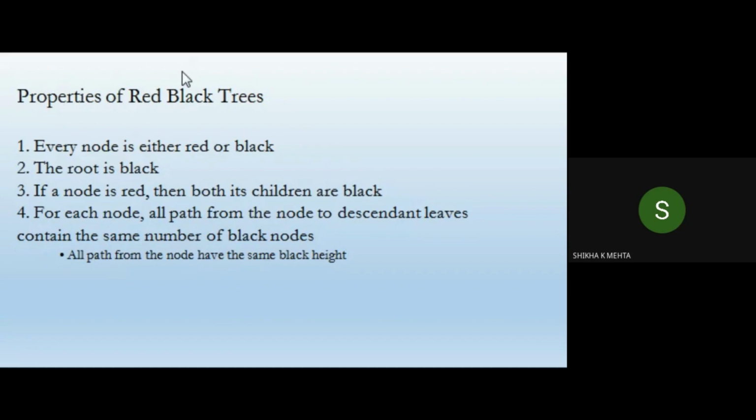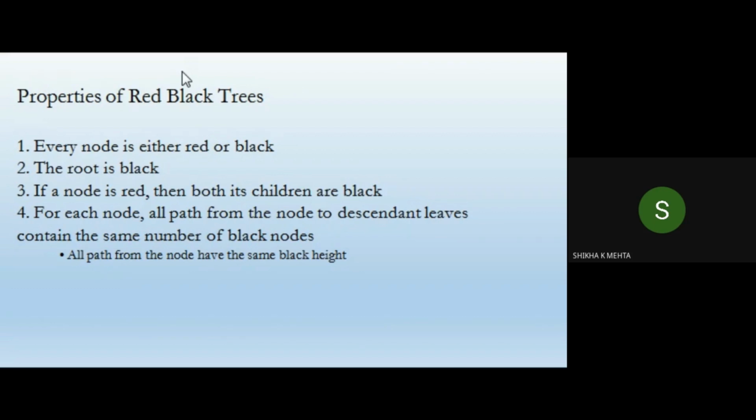Then in order to make it a red black tree again, you have to work in that direction and do certain kinds of operations. We do the coloring, we do the rotations, in order to ensure that these properties are satisfied, and the tree, after insertion or after deletion, becomes a red black tree again.